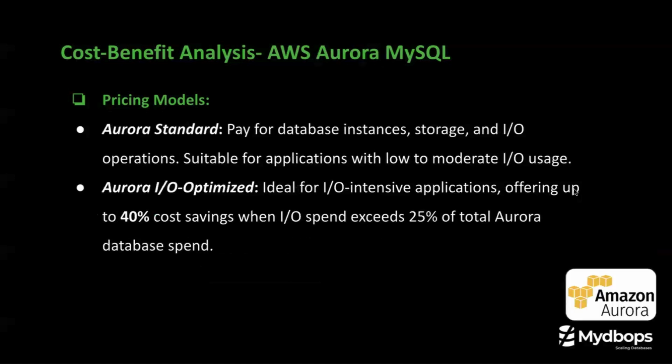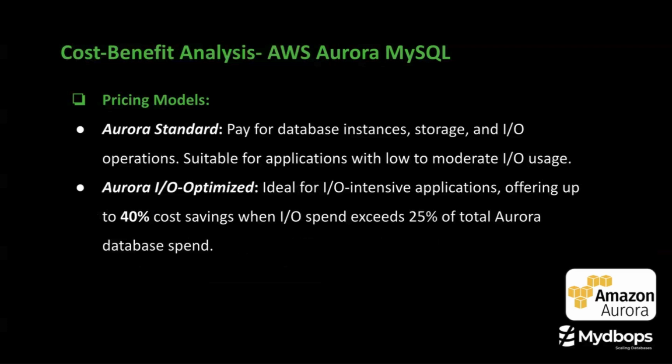Aurora offers two pricing models, and choosing the right one depends on how your application handles database operations. I will say one is Aurora Standard and the other is Aurora IO Optimized. In Aurora Standard, this model charges separately for compute, storage, and IO operations. It's a good fit for applications with low to moderate IO usage, where IO cost doesn't significantly impact overall spending. Aurora IO Optimized is designed for IO heavy workloads such as high traffic OLTP applications.